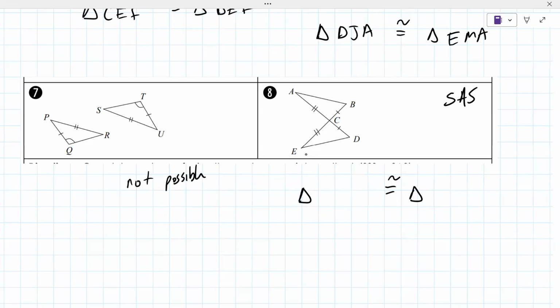It's ABC to DEC. Nope. When you start at A, you're saying, oh, I'm starting at E. So it's A, B, C to E, D, C. Yeah. There you go.